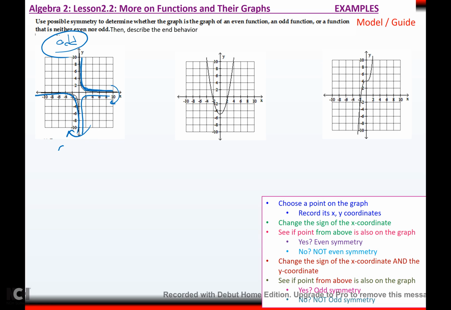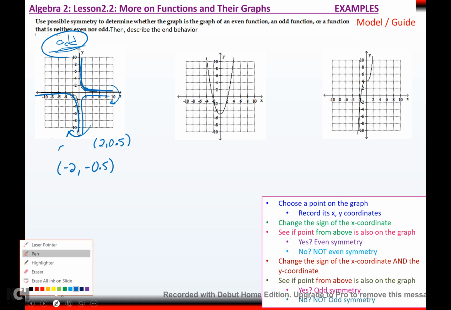I'm going to pick this one right here, and I'm going to eyeball it and call it (2, 0.5). I'm guessing odd, so I'm going to prove it by changing both of the signs: (-2, -0.5), and seeing if that is also on the graph. If I go to (-2, -0.5), it lands on the graph. Okay, that makes it an odd function.